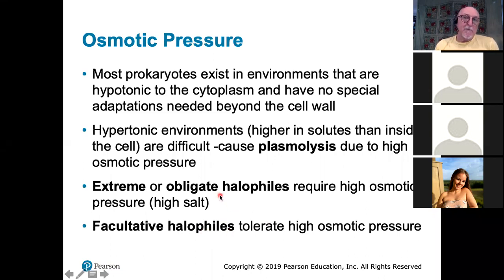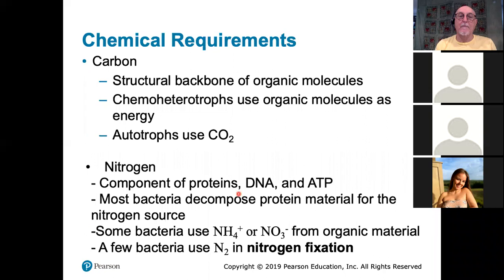There are some, especially marine organisms, but also organisms which grow in very, very salty environments, which require a very high salt concentration. And those are also extremophiles. We call them obligate halophiles. So the facultative halophile is one which can survive and grow at a high salt concentration, but can also grow at lower. Extreme and obligate halophiles require a very high osmotic pressure. Okay, so those are three basic environmental constraints that must be adapted to.